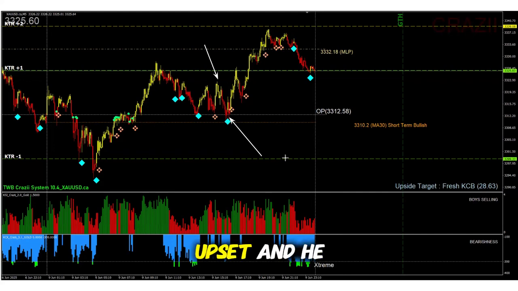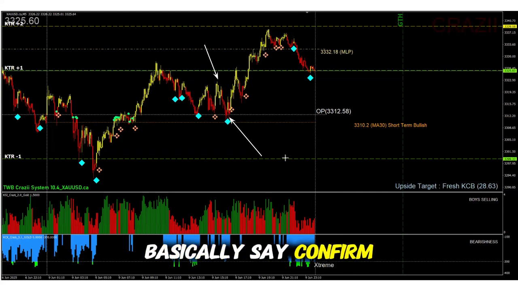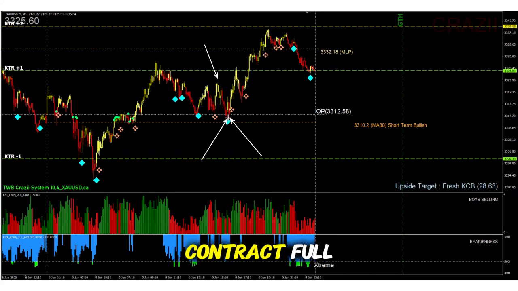So he gets upset and he basically says, confirm sell ready. He sells one contract full. One contract at this point. One contract full. Because why? Because he wants to make back the $400. And obviously, you can see from that point of view, the gold shot up all the way to KTR plus one again. Well, I tell you, his losses in total were about $1,700.